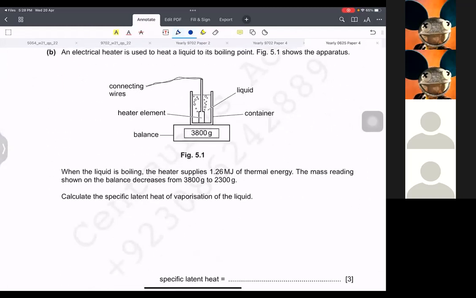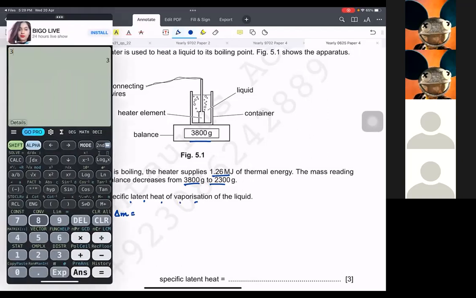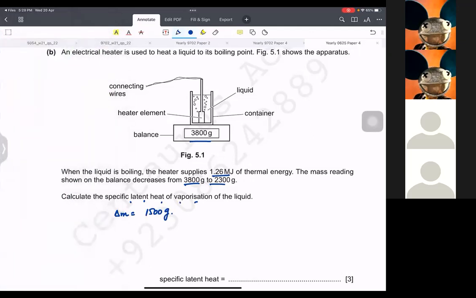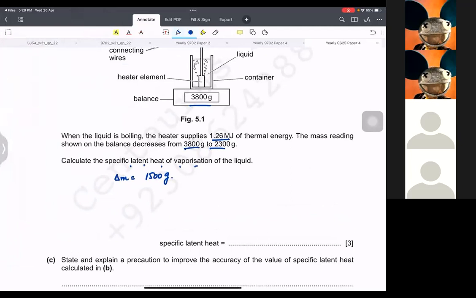Now they have given you 3,800 grams. There is a liquid, which I think is boiling, right? We need the specific latent heat of vaporization. It says the heater supplies this and the mass reading on the balance decreases from this to this. So the change in mass would be 3,800 minus 2,300. This will be 1,500 grams, right? Now it's up to you whether you want to change it or not. It's fine. If I were you, I would write it as 1.5 kg.